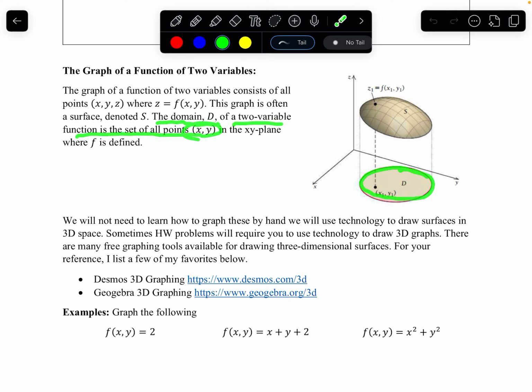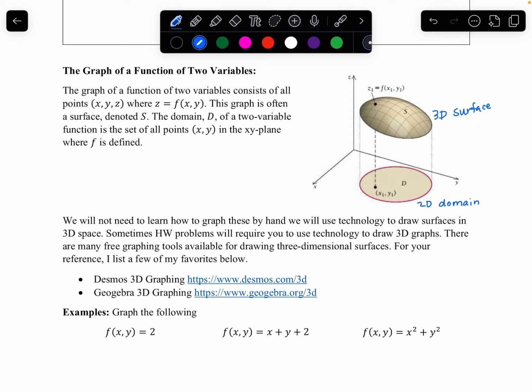So here is the domain. Notice it is a two-dimensional graph. So this is our 3D surface of our original function. This is our 2D domain. Notice it is on the XY plane, right? So 2D, this is our domain on XY plane. Because remember, when we are dealing with these multivariable functions, z is our outputs, not y anymore.